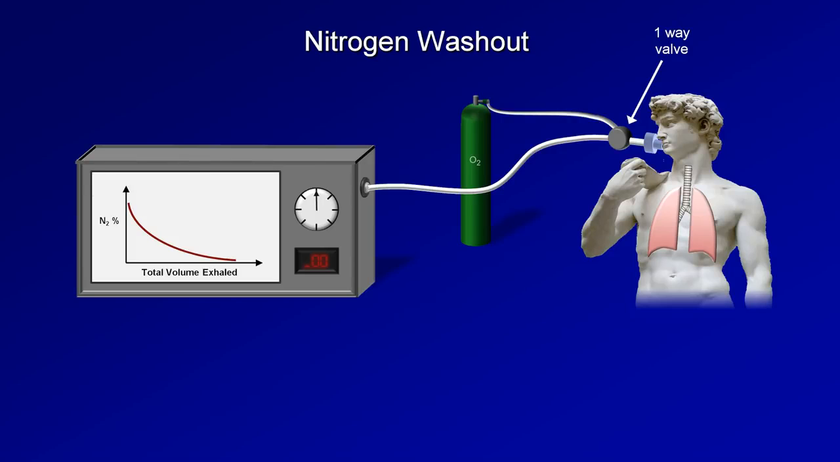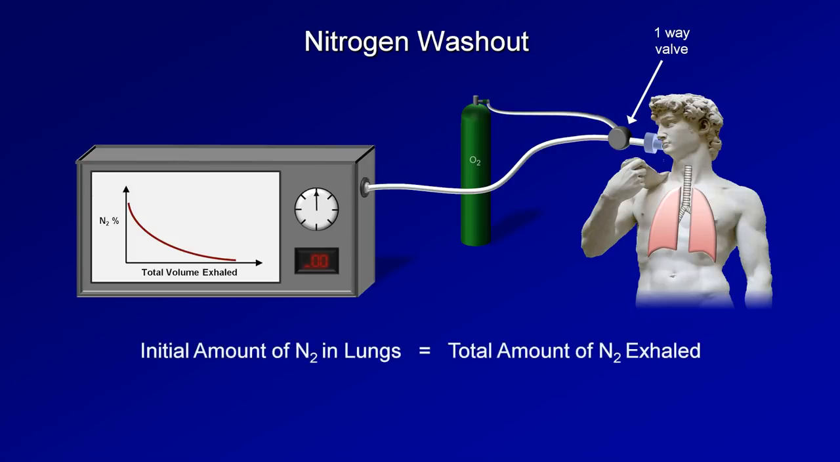Similar to helium dilution, the initial amount of nitrogen in the lungs must equal the total amount of nitrogen exhaled. Thus, the FRC is equal to the total volume exhaled over all of the breaths during the test, times the average concentration of the nitrogen in the exhaled gas, divided by the estimated initial concentration of nitrogen within the alveoli.